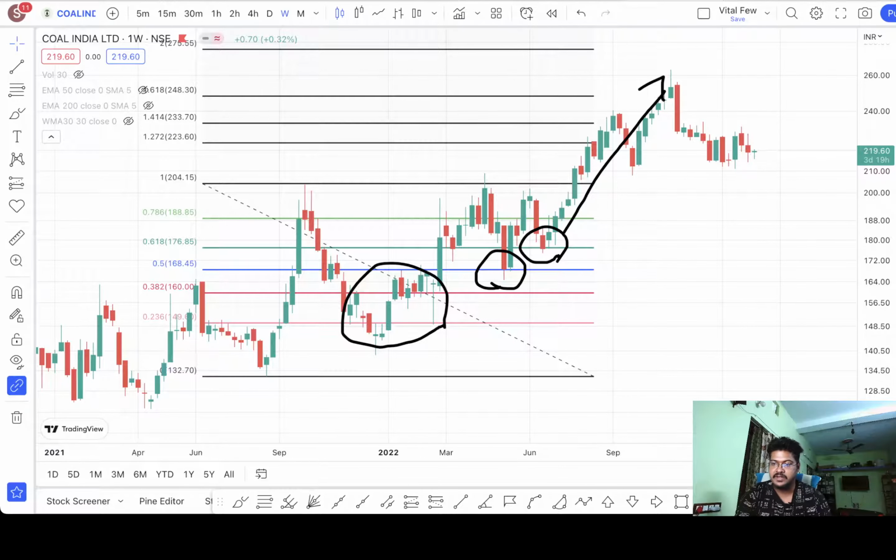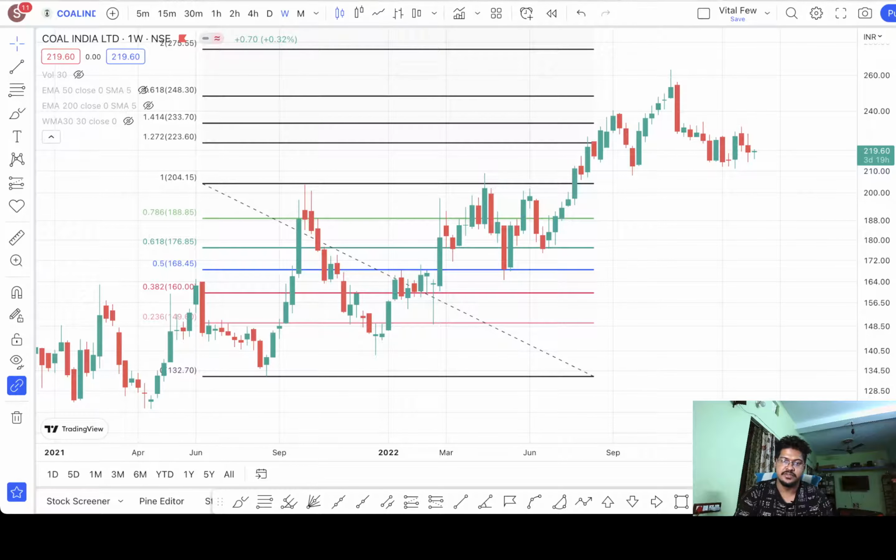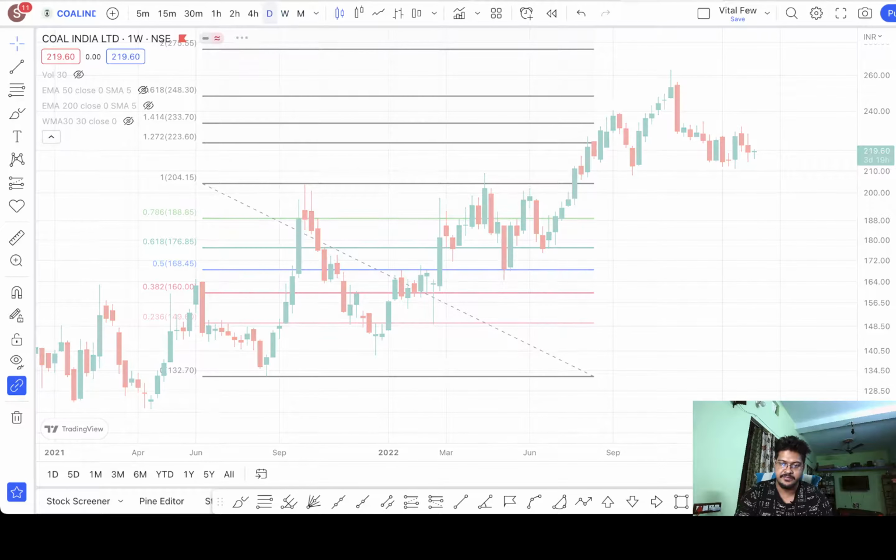From around 175 to 250, I guess, it went up. Now it is showing a little bit of retracement. If you zoom in, you can obviously see a clearer picture. Let me zoom in also to the daily time frame.